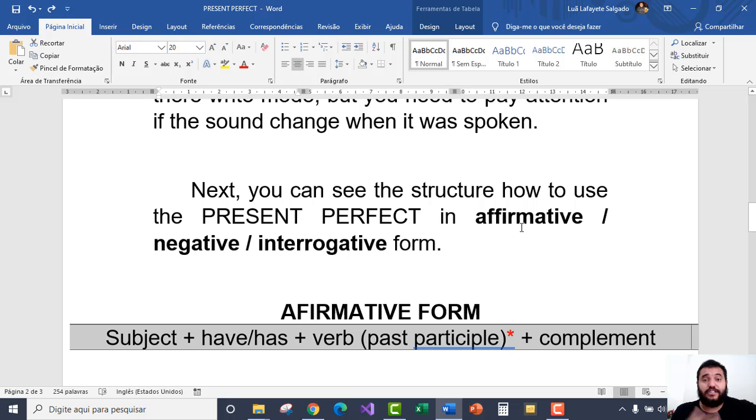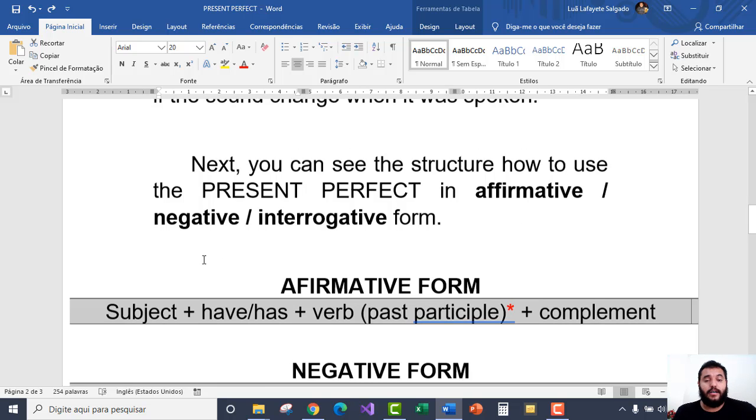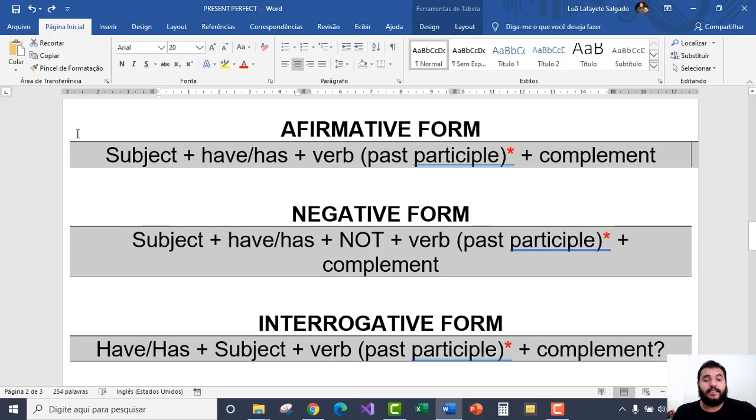Next, we are going to see the structure: how we can write our sentences with confidence. Here we have three forms: affirmative, negative, and interrogative. So here we have the three sentences.